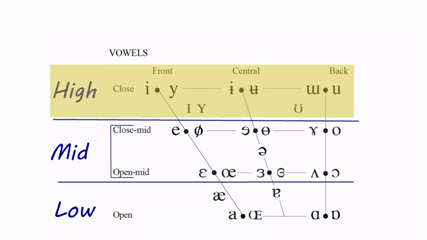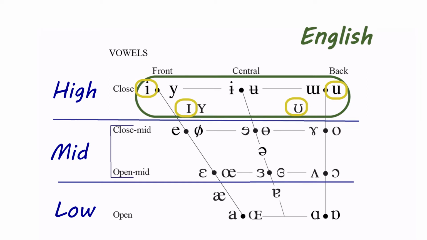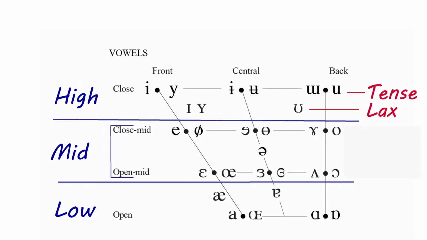If you raise the tongue, or the tongue body, then you will produce a high vowel. So you will produce one of these six vowels. Out of these six vowels, if you want to talk about English, English only has this one, and this one. You might say, okay, what is the difference between this and this? First of all, this is high, right? So in high and mid, there are two levels. This is called tense. This is called lax.